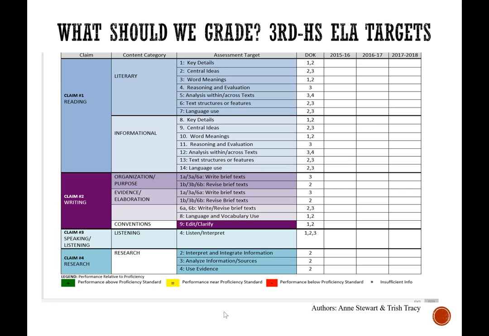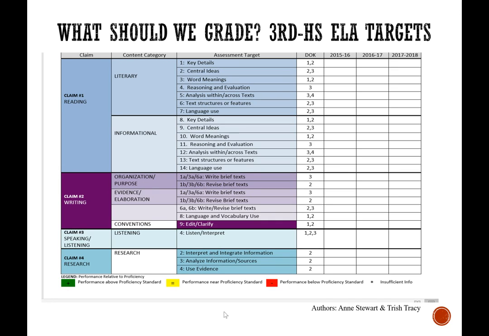Now, what's wonderful about what we should grade in English language arts in grades 3 through high school is that our learning targets do not change. In fact, here they all are on one page. And even though the learning targets don't change from 3rd to high school, what does change is the text complexity students are required to read, or the genre.